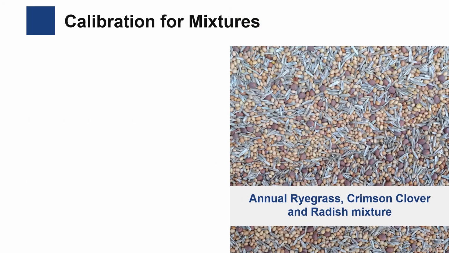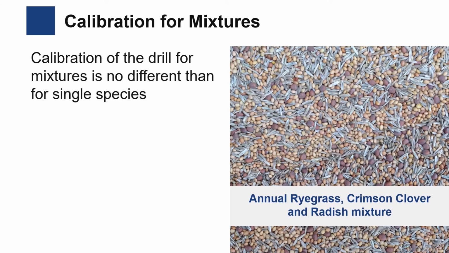Seed mixes are becoming more popular with the increased understanding of the complementary nature of the different species grown for forage or as a cover crop. Calibrating the drill for mixtures is no different than calibrating the drill for a single species. As a first approximation, determine the seeding rate of each species in the mixture and divide the normal setting rate of each of these species by the number of species mixed.